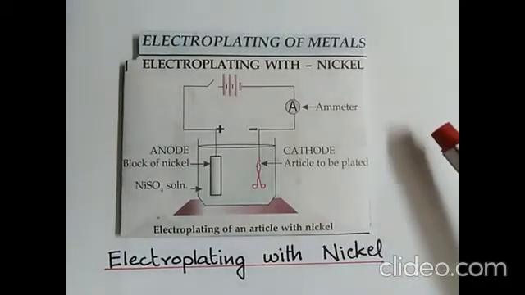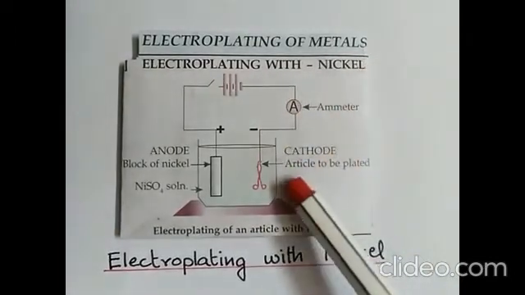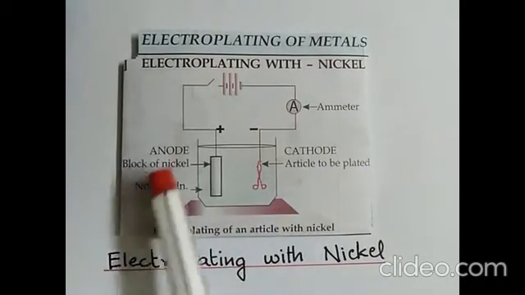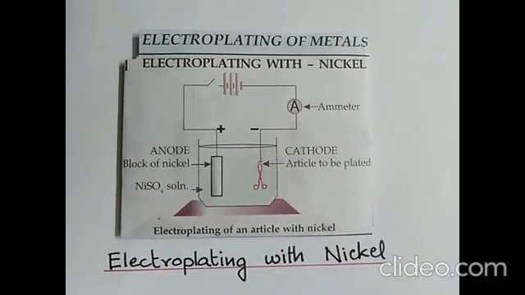Here is an example for electroplating. Here, electroplating with nickel. Scissors is electroplated with nickel. The electrolyte is nickel sulfate solution. Anode is block of nickel and cathode the article to be electroplated.